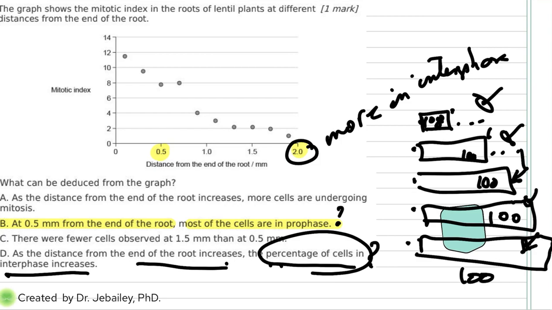So between B and D, the answer obviously will be B, because the bottom one, the D one, is telling you that you don't have 100 anymore. You're basically saying that there's like 200, and there's 100 more cells, and these cells are in interphase, and that's not what it's trying to say. Very tricky one. But again, the answer is B.